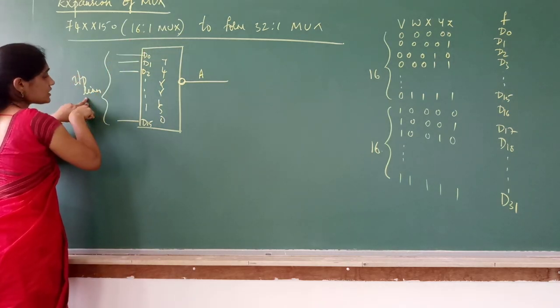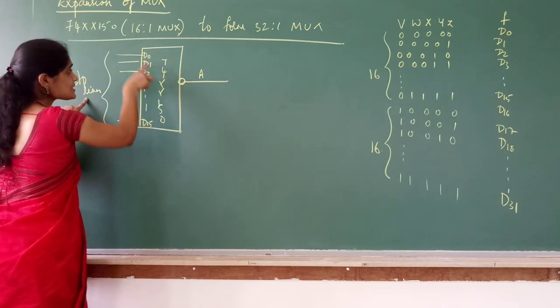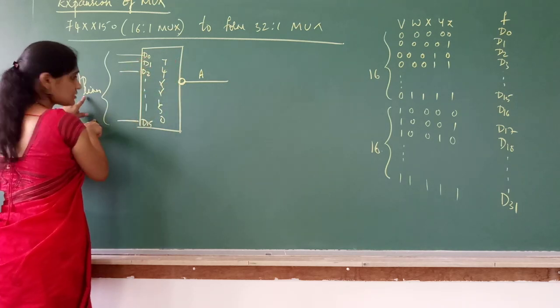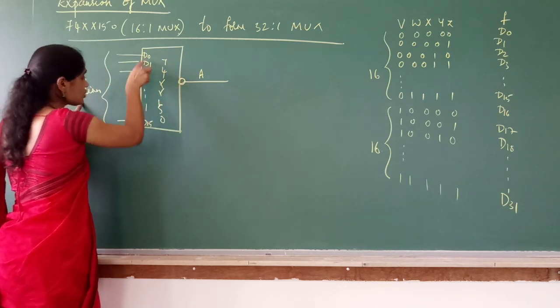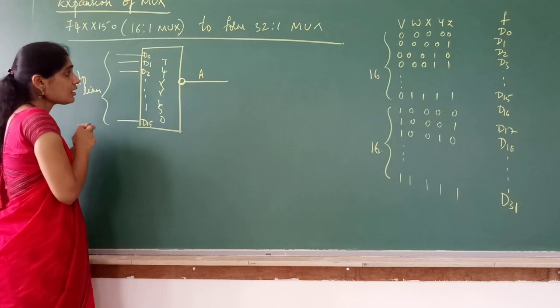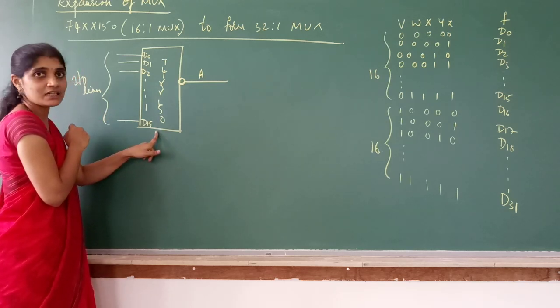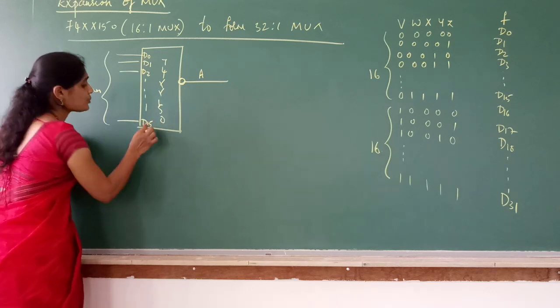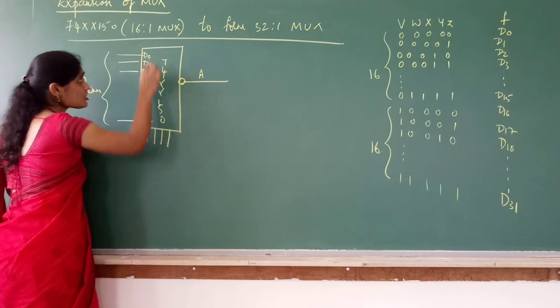16:1 mux, 16 are inputs, 1 is the output. And what is a mux? It selects 1 out of n input lines. So a 16:1 mux selects 1 out of 16 input lines. How will it select? Based on the select inputs. So how many select inputs will we have for this? 4: 1, 2, 3, 4.